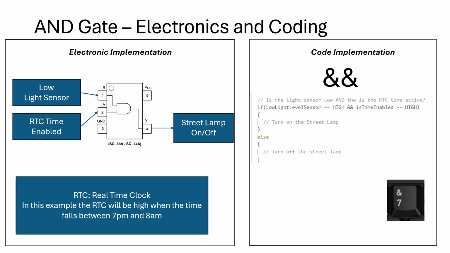If you look at there, we'll say if low light level sensor equals high and is time enabled equals high. So those two ampersands combine those two questions together as an AND gate. The street lamp will turn on if they are both true. So if the low light level sensor is high and the time is enabled, the street lamp will turn on, else the street lamp will turn off. So those two ampersands are the code implementation of that AND gate.